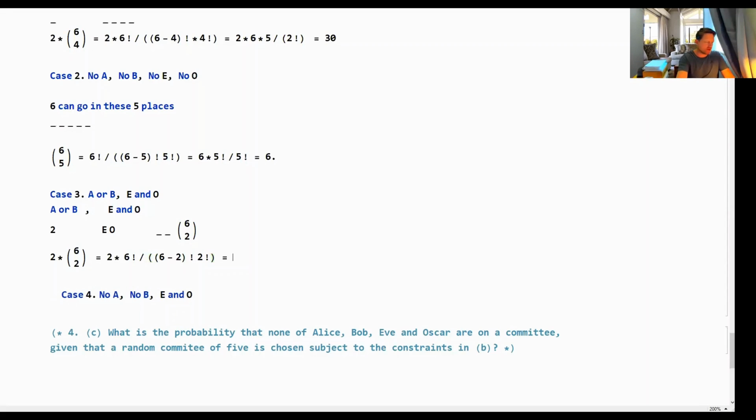Now let's simplify. This is 2 times 6 factorial, and this is 4 factorial here. We want to express that numerator as 6 times 5 times 4 factorial so that we can cancel the 4 factorial. Let's put another line in and do that cancellation, canceling the 4 factorial. 2 factorial, of course, is just 2. And so we can cancel the 2 there, and we get 6 times 5 is 30.